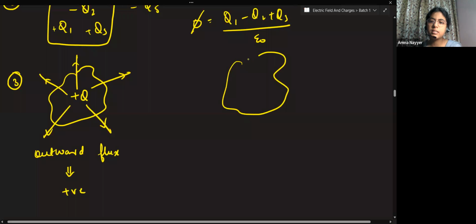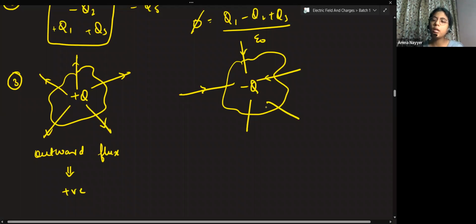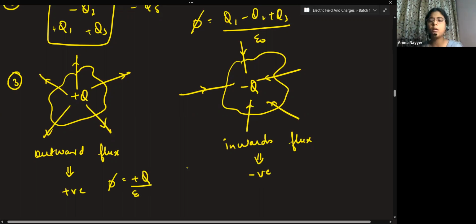Whereas if you have this system with you, minus Q is there, all the electric field lines will be coming to minus Q because this is the property of negative charges. So this will be what? This will be inward flux. So inward flux is always considered as negative. What is meant by positive and negative? It's that electric flux will be plus Q divided by epsilon naught. Here it will be negative, so minus Q divided by epsilon naught. All right. So since it's a scalar quantity, you will be considering whatever are the directions for it.